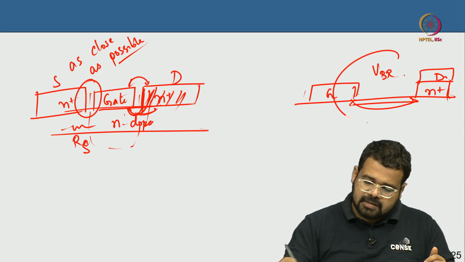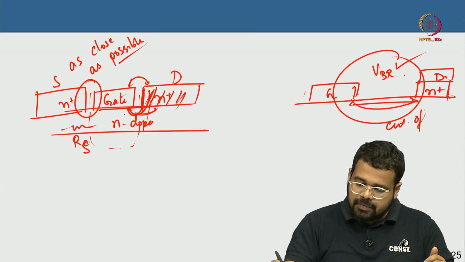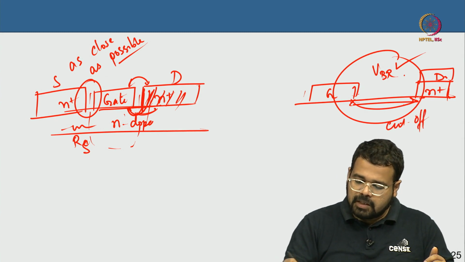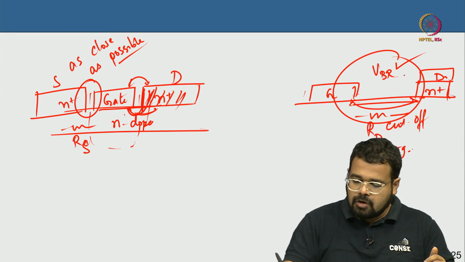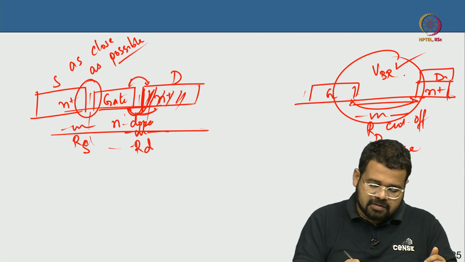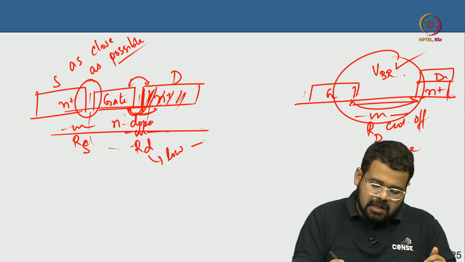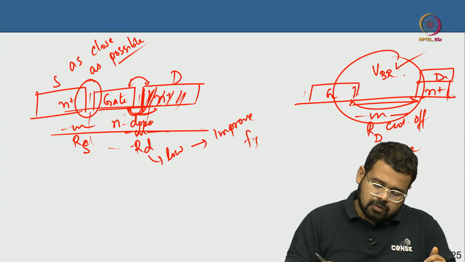However, in this case your breakdown is great, but your cutoff frequency will be kind of lower. Why? Because between the gate and the drain you have a large spacing, so your drain excess resistance is large. Whereas here between the gate and the drain you have very narrow spacing, so your drain excess resistance is very low and this will help improve your cutoff frequency, okay, but also it will reduce your breakdown.